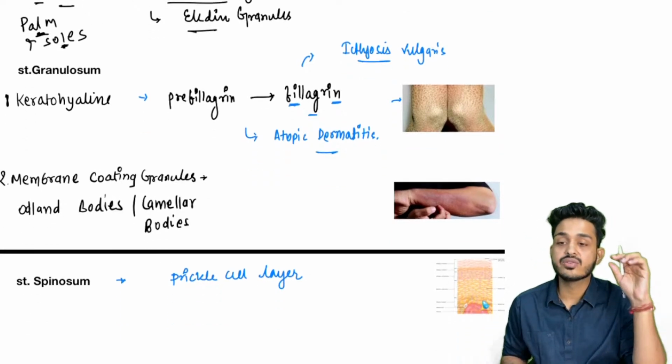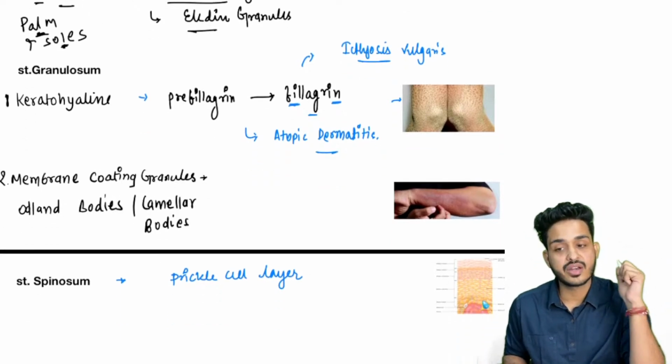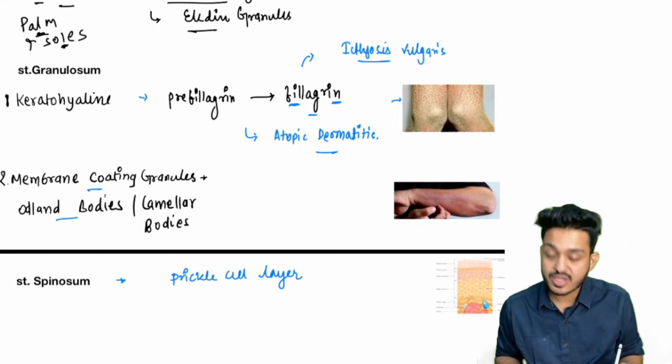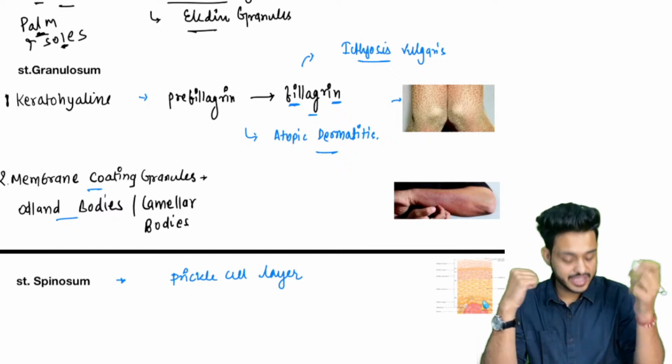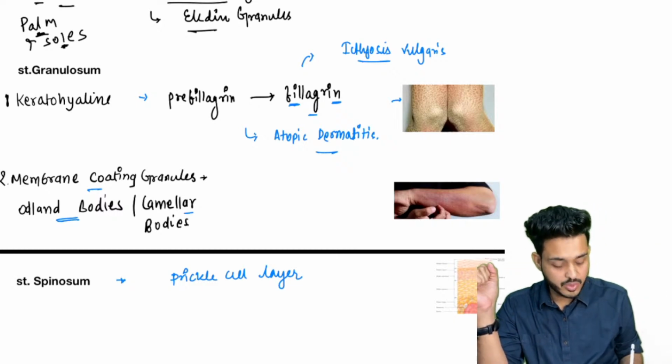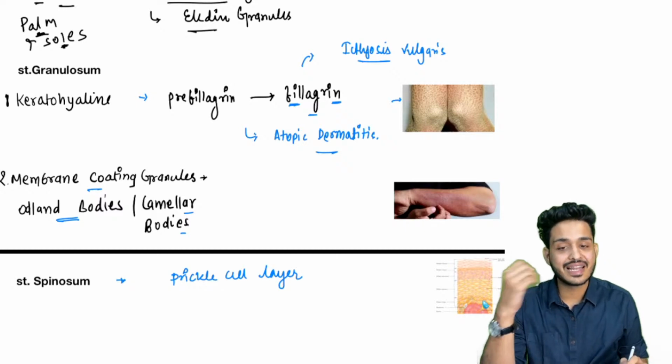Second granules that we are having in the stratum granulosum, these are your membrane coating granules. Okay, what is their other name? What else can we call them? We can call them Odland bodies or lamellar bodies. Okay, Odland bodies and lamellar bodies.